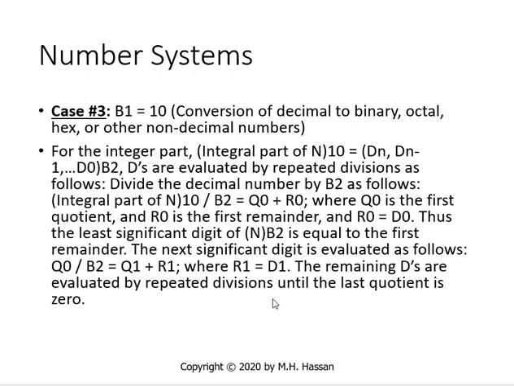Now, case number 3. B1 is equal to 10. This is slightly more difficult than the other cases. It means here we are converting decimal to any other system, which is binary, octal, hex, or any other non-decimal. So here we will take the integer part, or the integral part, separately from the fractional part. We take the integer part first, and we do repeated division by the base of the number that we are looking to convert to, so to the base 2, in other words. In this case, the integer we are looking for is d(n-1) down to d0, base 2. These are evaluated by repeated division as follows.